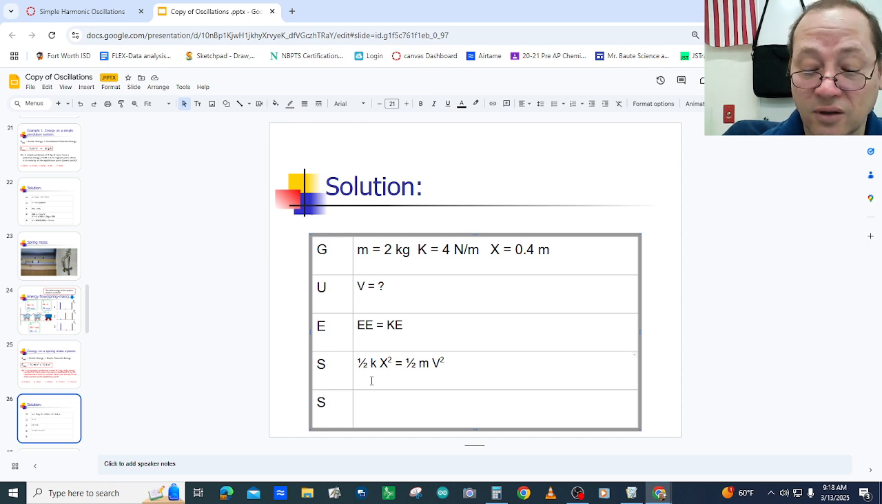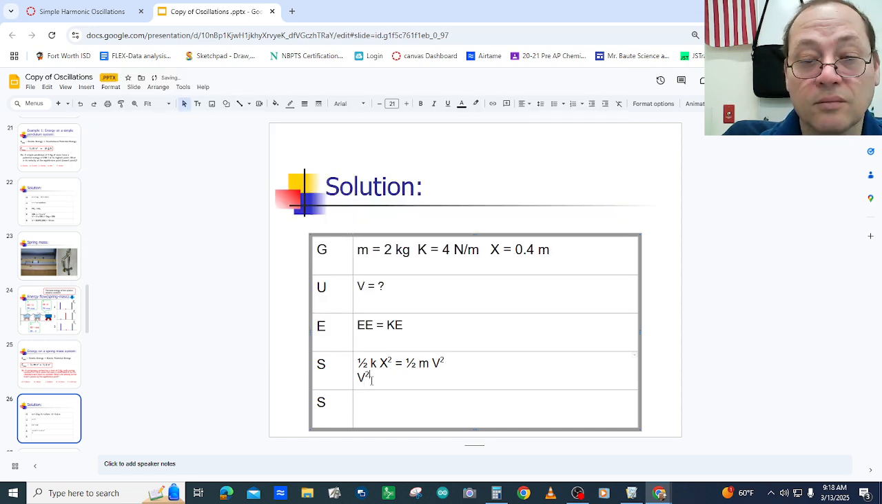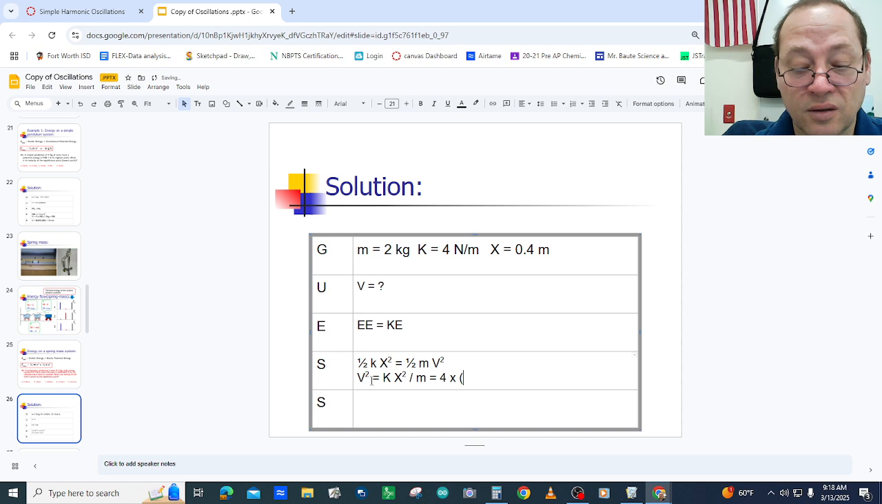Give me a second. It's giving me a hard time over here. All right. So v squared is equal to k x squared over m. So plugging in the numbers, we get 4 times the square of 0.4 divided by 2.